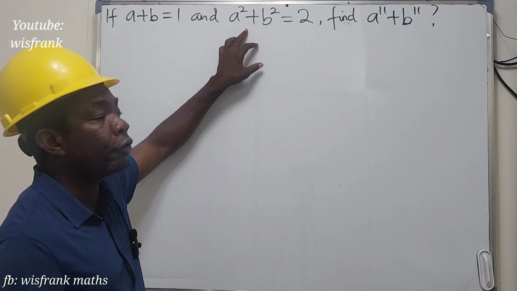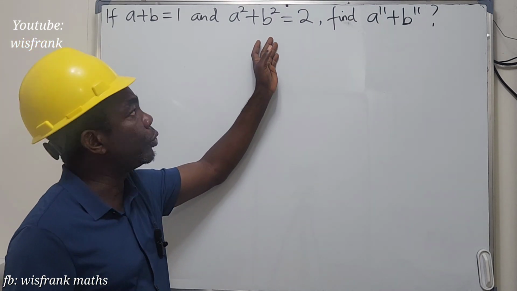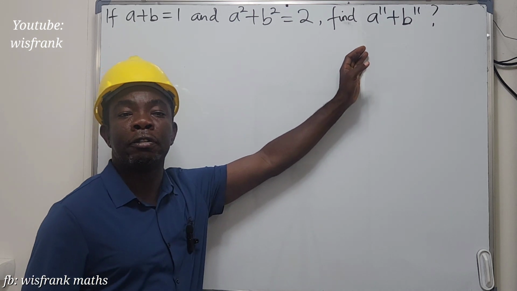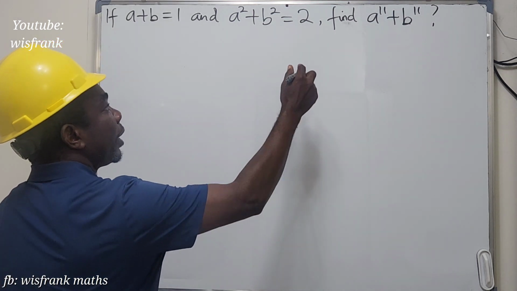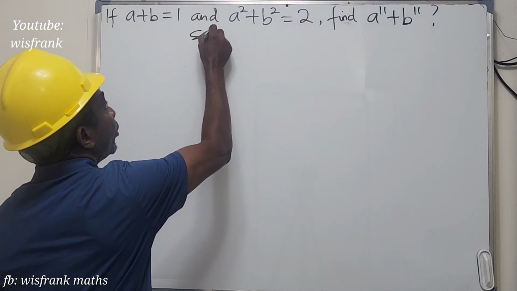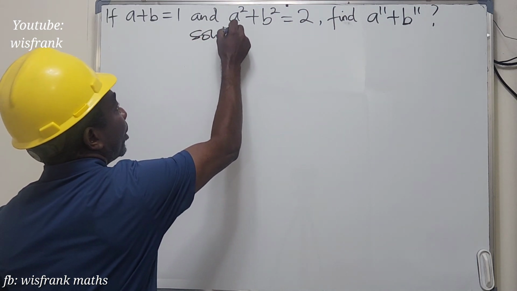Today we are looking at this question, and it says: if a plus b equals 1 and a to the power of 2 plus b to the power of 2 equals 2, find a to the power of 11 plus b to the power of 11. So in this case, we are going to find the solution of a to the power of 11 plus b to the power of 11.